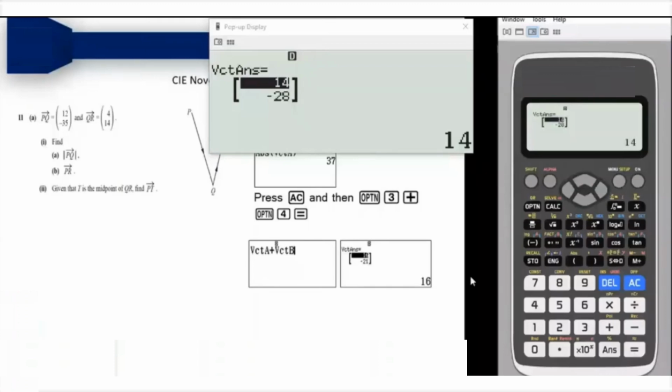In order to find PT, I first found QT because T is the midpoint of QR. So QT is 2, 7. That was vector C. Then PQ plus QT is vector A plus vector C, which is 14 and minus 28. I hope this is clear.